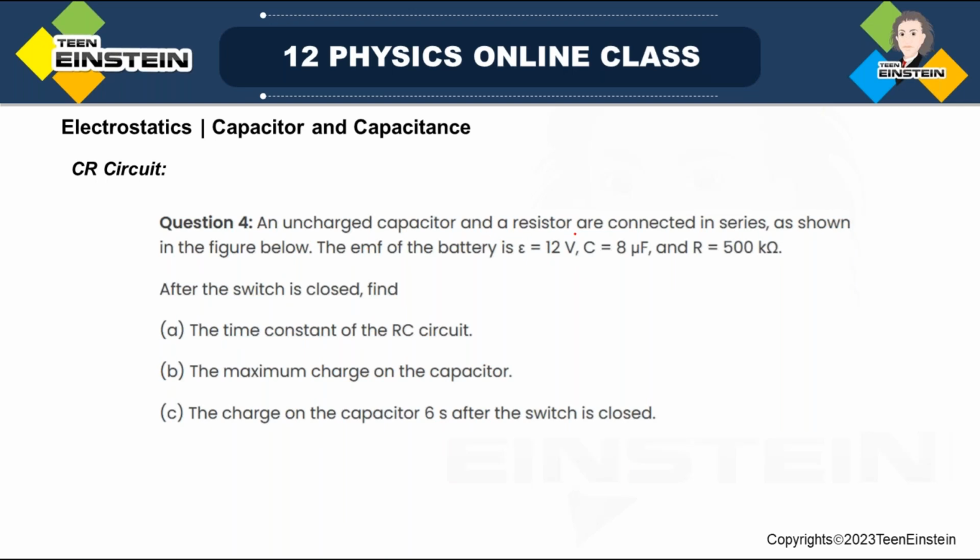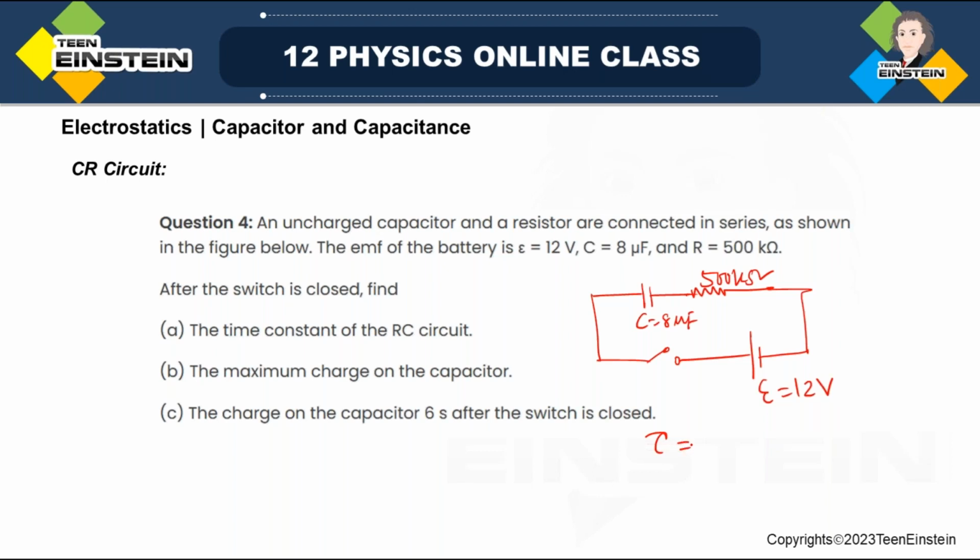See, an uncharged capacitor and a resistor are connected in series, as shown in the figure. The figure is this one itself. Battery voltage is given as E equal to 12 volt, C is 8 microfarad, and R is 500 kilo ohm. So you have to find out one by one, what is the time constant?